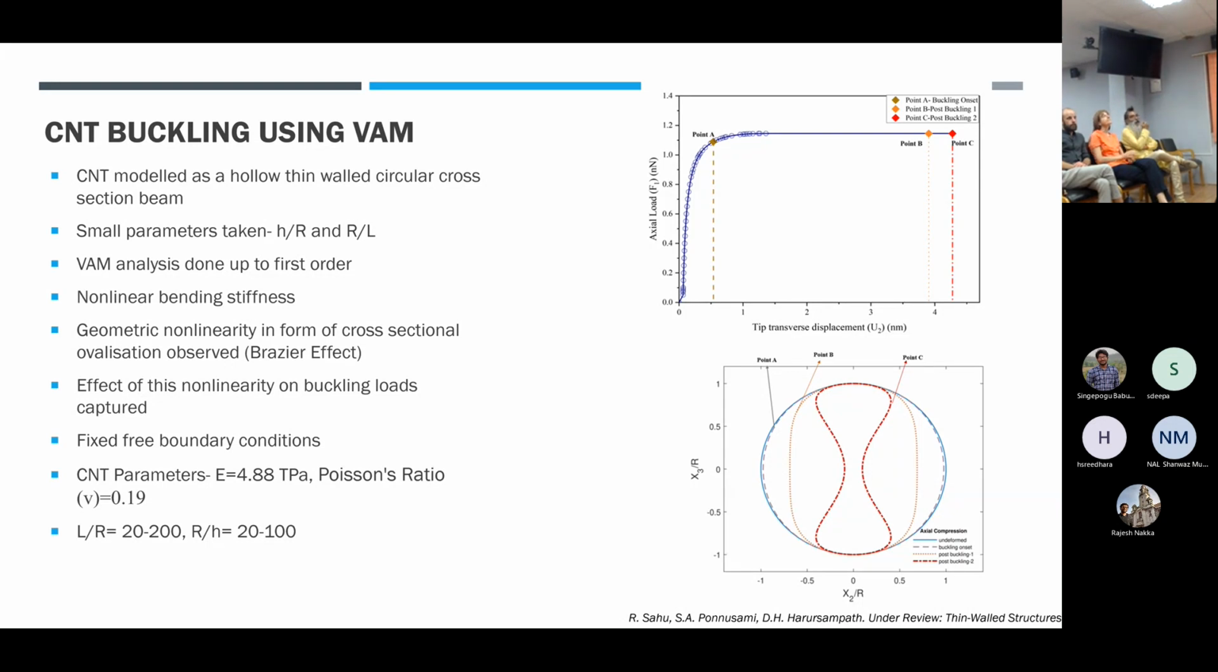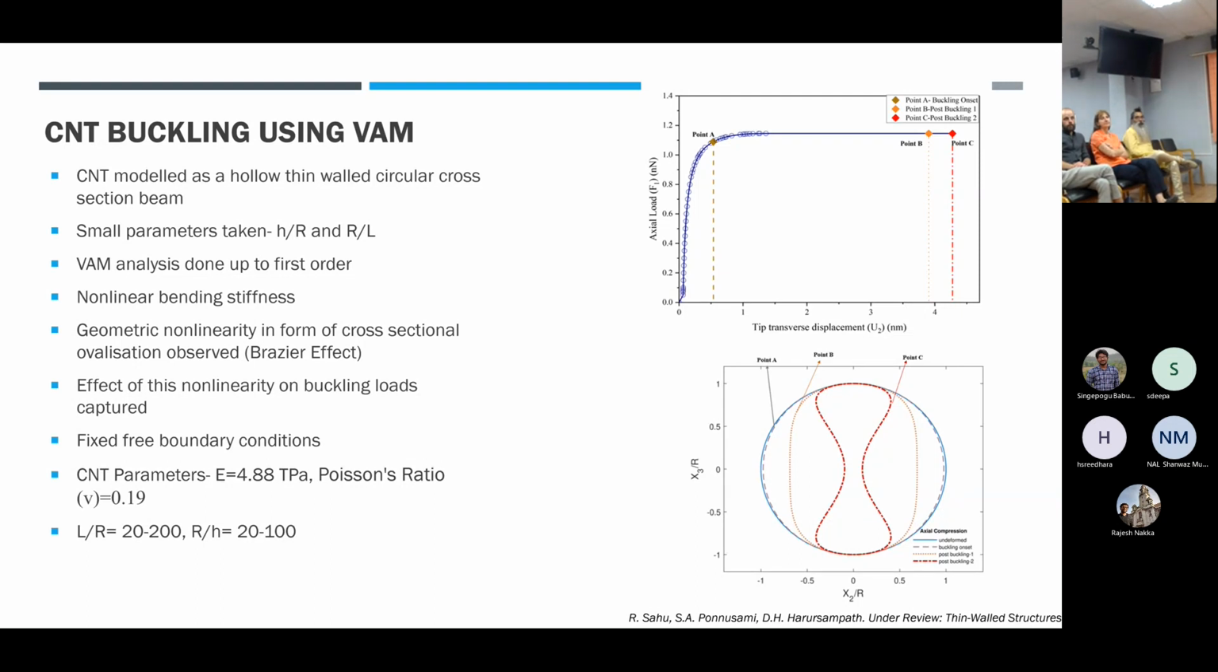So you have to completely iterate and update the solutions to get a non-linear formulation. And then the effect of this non-linearity on buckling loads was captured. So again, we use the fixed-free boundary conditions, and these were the CNT parameters taken. Here we have subjected the CNT to an axial compressive load, and we plotted the transverse displacement versus the axial load.